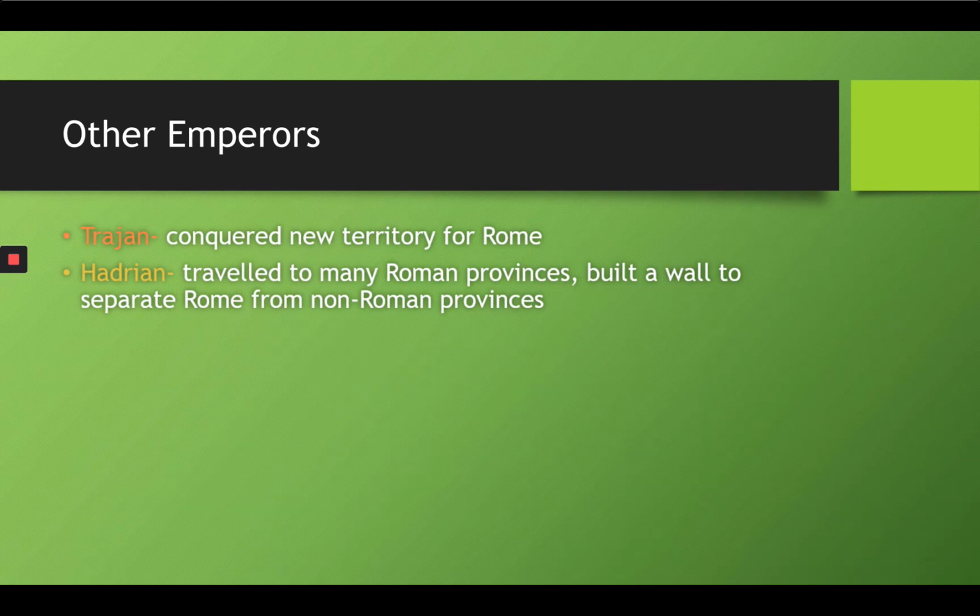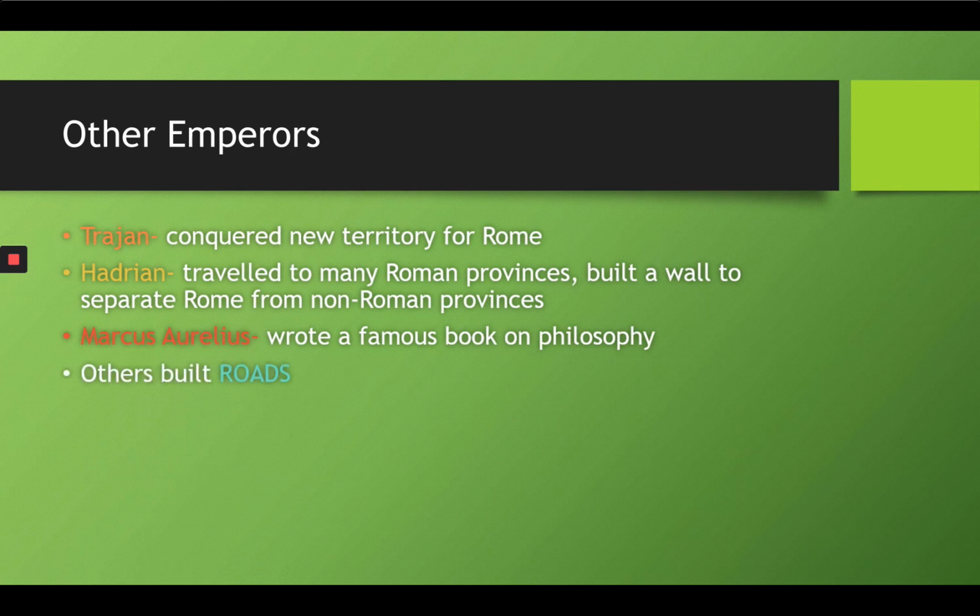You can see pieces of it. He built that to separate Rome from the non-Roman provinces, to keep people out of the Roman Empire who they didn't want in, who they viewed as more savage and uncivilized. And then we had this guy named Marcus Aurelius, who wrote a famous book on philosophy. He was also a pretty strong emperor. There were many others that had a pretty big role in the growth of the Roman Empire that you can look up at another time, but these are some of the bigger major players.